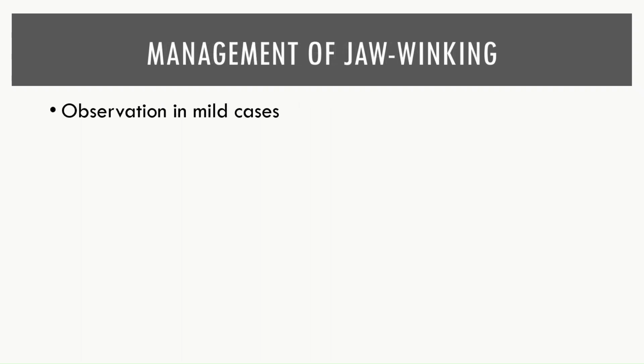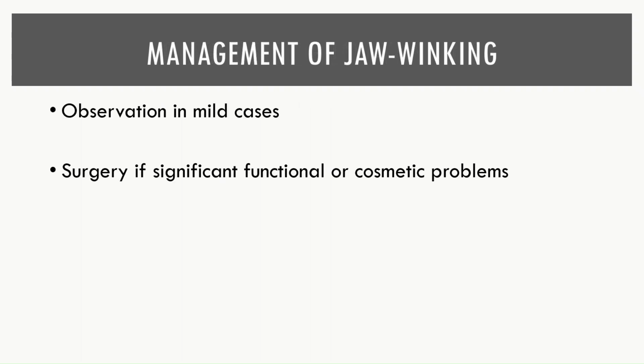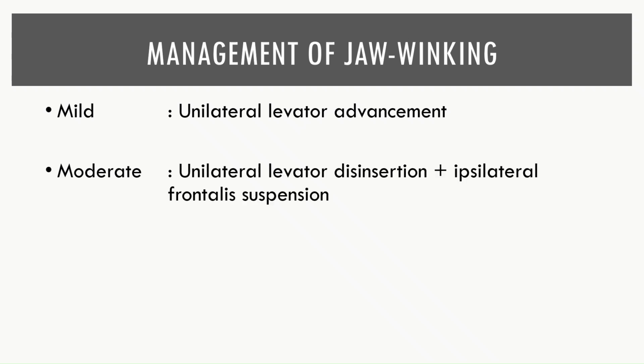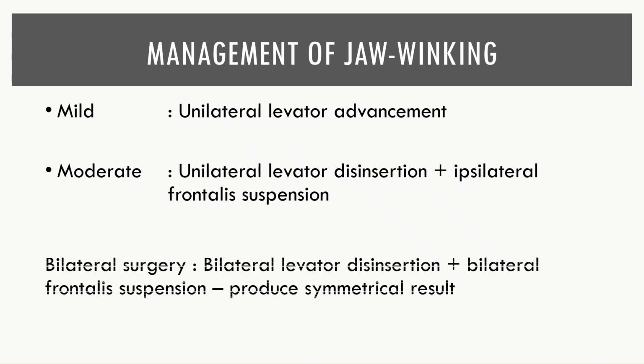In mild cases, observation is sufficient. Surgery is done if significant functional or cosmetic problems arise. For mild cases, unilateral levator advancement, and for moderate cases, unilateral levator disinsertion plus ipsilateral frontalis suspension are preferred. Bilateral levator disinsertion with bilateral brow suspension may be carried out to produce a symmetrical result.